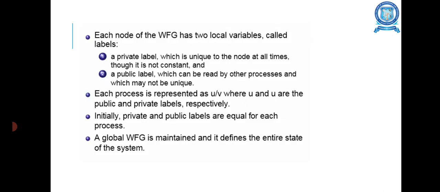Each node of the WFG has two variables called labels. First is private, second is public. The private label is unique to the node at all times, though it is not constant. Public means it can be read by other processes and may not be unique. Each process is represented by U/V, where U and V are the public and private labels respectively. Initially, private and public labels are equal for each process. A global WFG is maintained and it defines the entire state of the system.